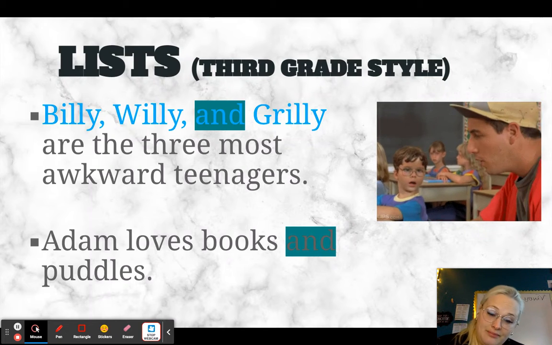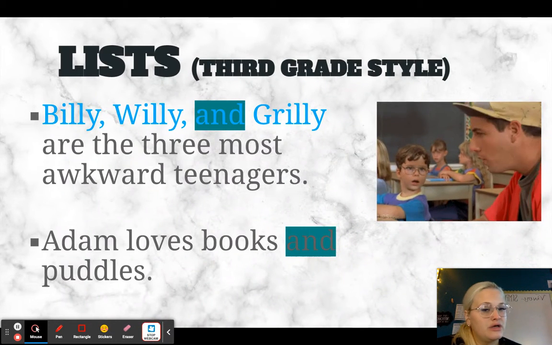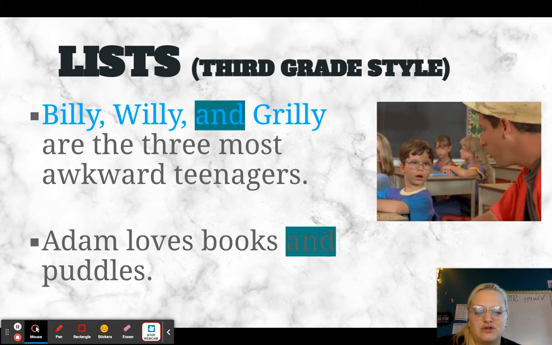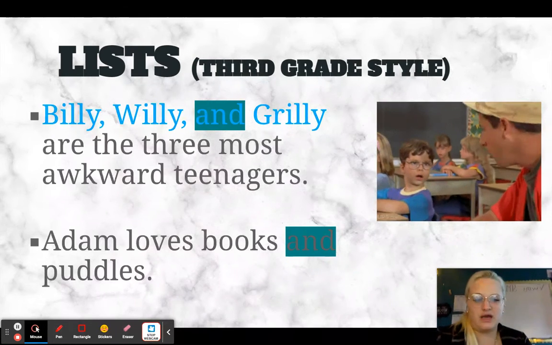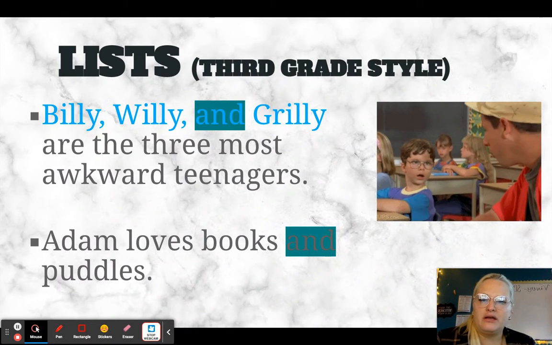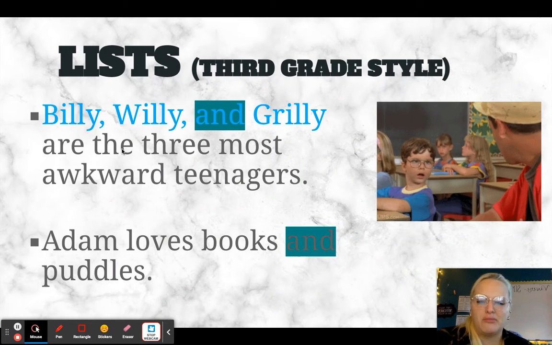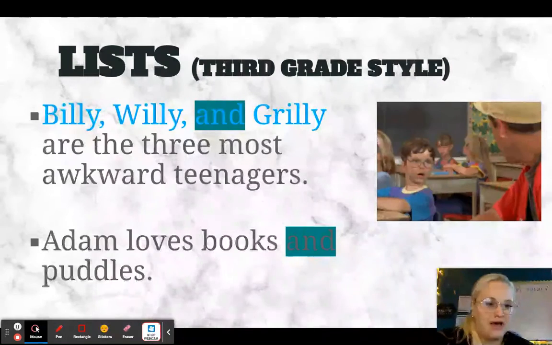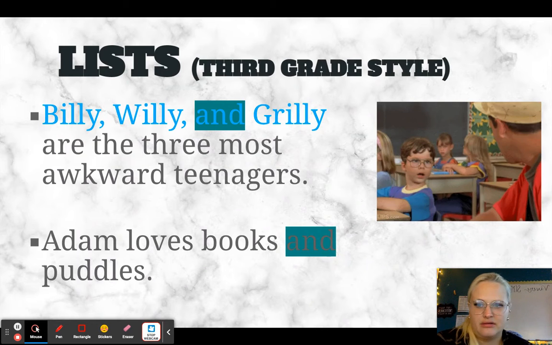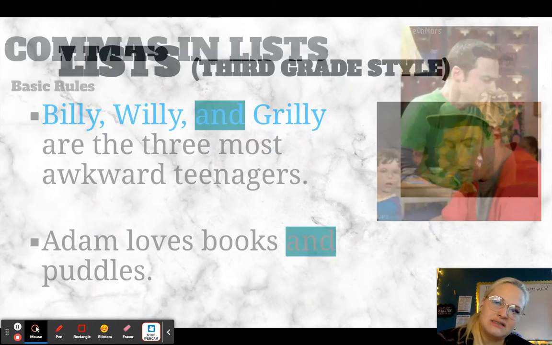Billy, Willie, and Grilly are the three most awkward teenagers. All right, so there's a list of three people, so I need those commas, and the one right before the "and" is called the Oxford comma, which we do use. If it is just a list of two things, Adam loves books and puddles, then we do not have a comma. I see that a lot. All right, so we all know this, we've done it a million times. With a list, you use those commas.